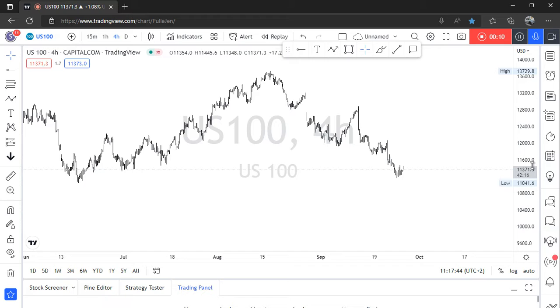And today we are gonna talk about the US 100 and US30. I know we talked about it last week, but today it's a new week, so we're gonna have to look at new ideas, new ways to tackle the markets.